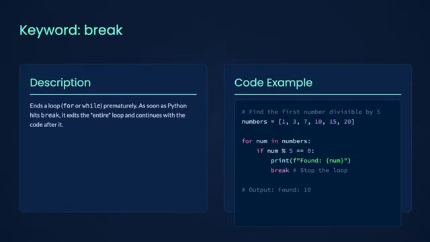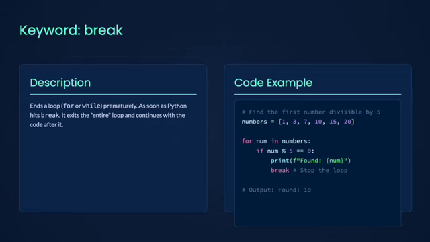Now what if you are in a loop and you want to get out early? For that you use break. Break immediately terminates the entire loop. It doesn't matter if there are 100 items left in your list. The loop is over and your code jumps to the next line after the loop.